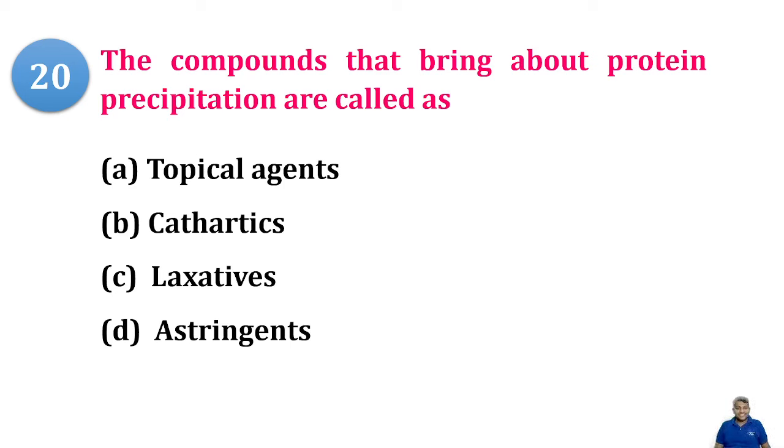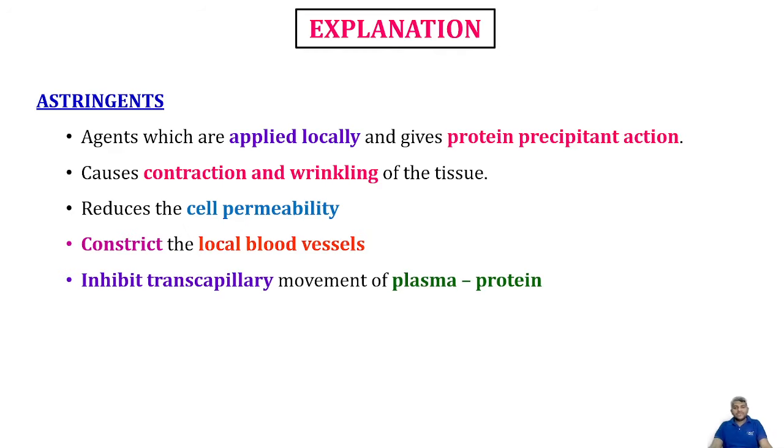Last question for today's discussion. The compounds that bring out protein precipitation are called? As I told you in the earlier questions, where there was a question on stannous fluoride, protein precipitating agents are astringents. So astringents are applied topically to give protein precipitation. They cause contraction and wrinkling of the tissue, reduce the cell permeability, constrict the local blood vessels and inhibit the transudation movement of plasma and proteins. This is the typical explanation of astringents.